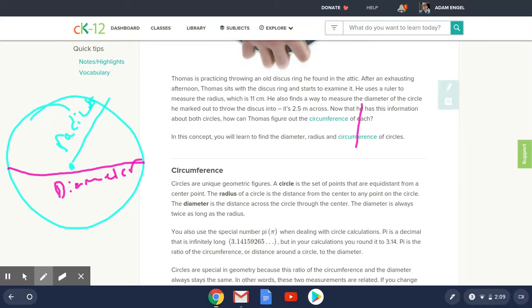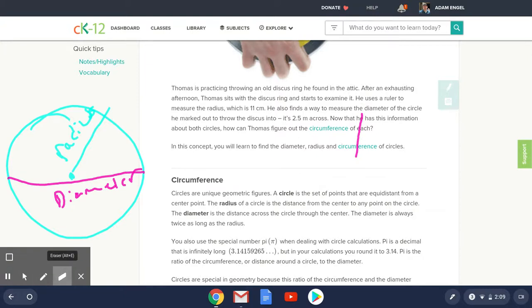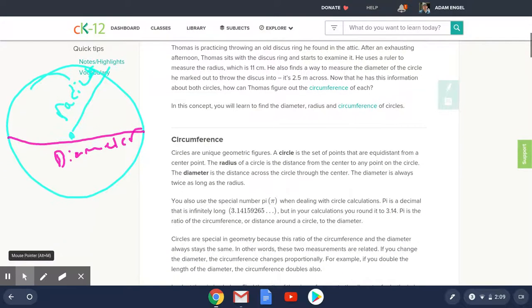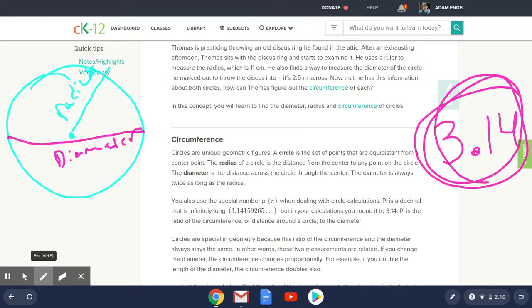So we are also going to be using a very special number when it comes to calculating with circles. Pi is a decimal that goes on forever. It's a non-terminating decimal. We know that it starts with 3.14159265, and it can go on and on. But we are going to round it to the nearest hundredths. So 3.14. Okay? That's what we're using for our calculations.